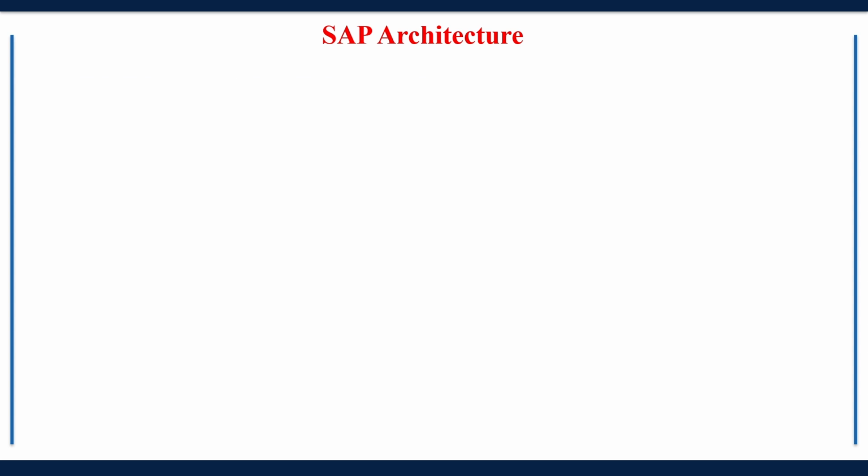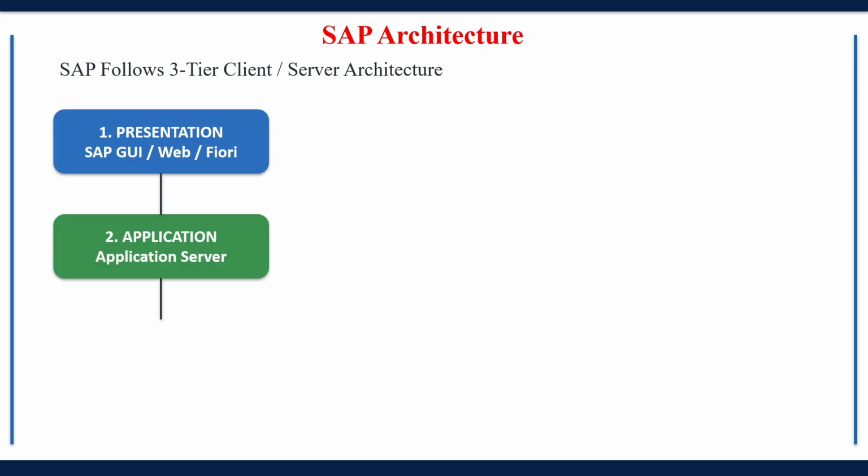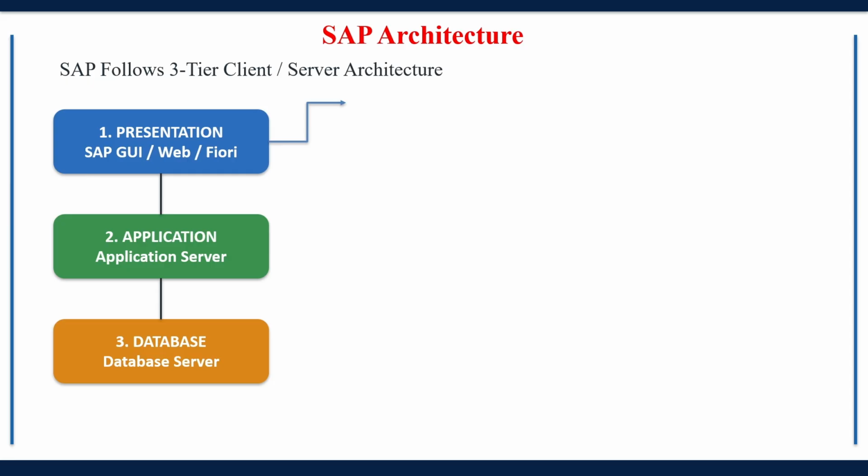Actually, SAP architecture follows the three-tier architecture, consisting of client and server. Here, the three tiers are first the presentation layer, then the application layer, then the database layer. The first layer is the presentation layer. This is a front end through which the user interacts with the SAP system. When the user wants to give inputs and see the display output, these all go through the presentation layer. Here we are using technologies like Web Dynpro, Fiori, SAP GUI, etc.